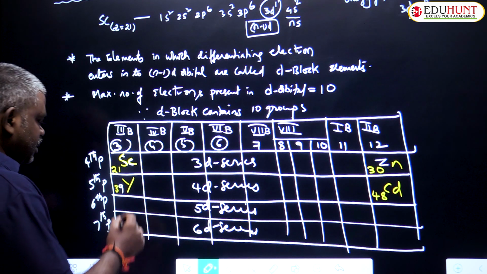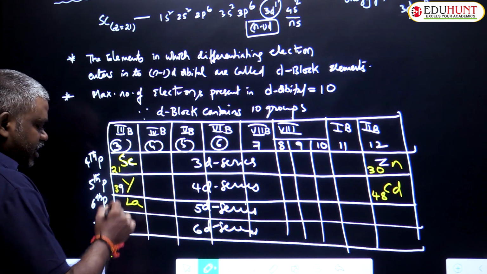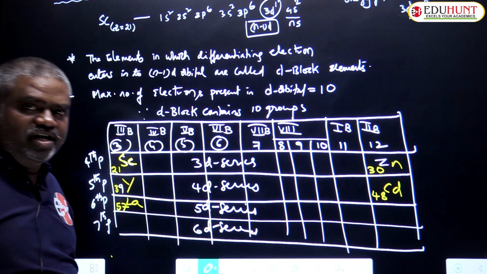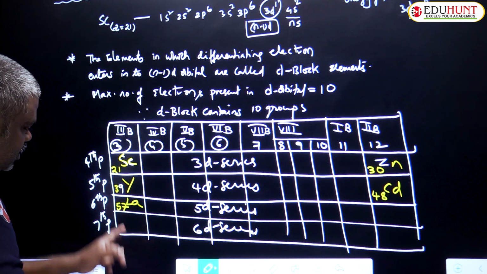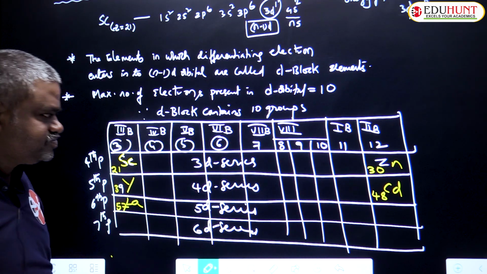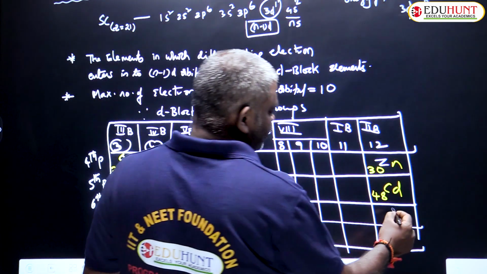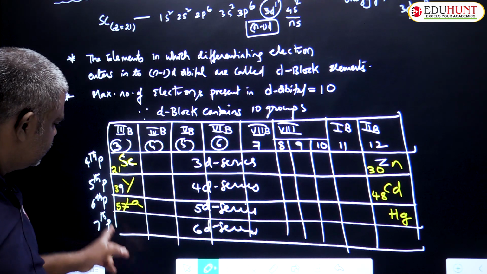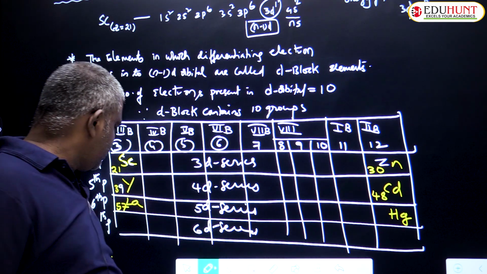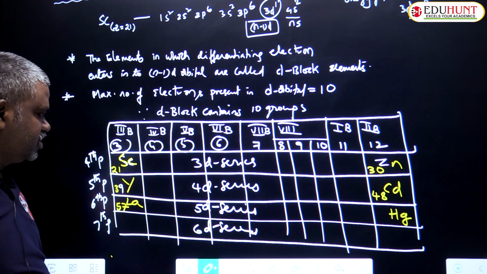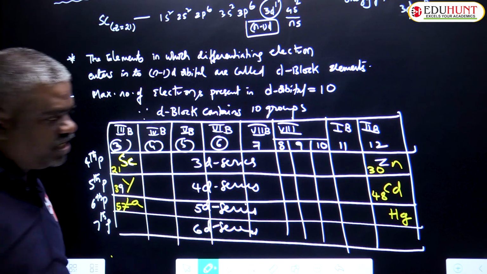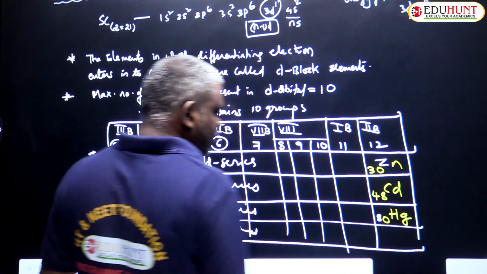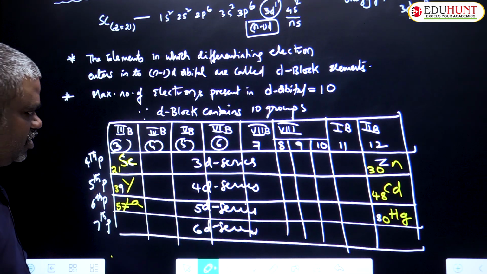After that, here lanthanum is present. Add 18, it is 57, because the 5th period also contains 18 elements. So here, lanthanum to mercury, because the total number of elements in the 6th period is 32. Then add 32, and mercury's atomic number is 80. Understood?